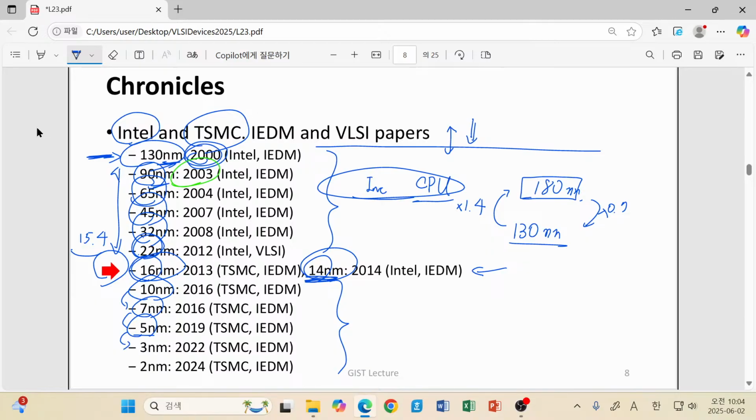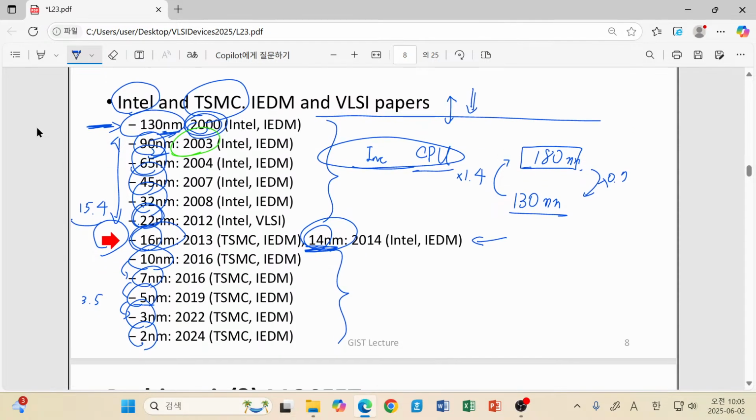Now what is this one? We have 3.5, but we say 3. And once again 2.1, but we say 2. That is the naming convention. Then the meaning of this naming was actually lost somewhere here. Yes, around the FinFET era, we lost its physical meaning. So this is no longer possible.